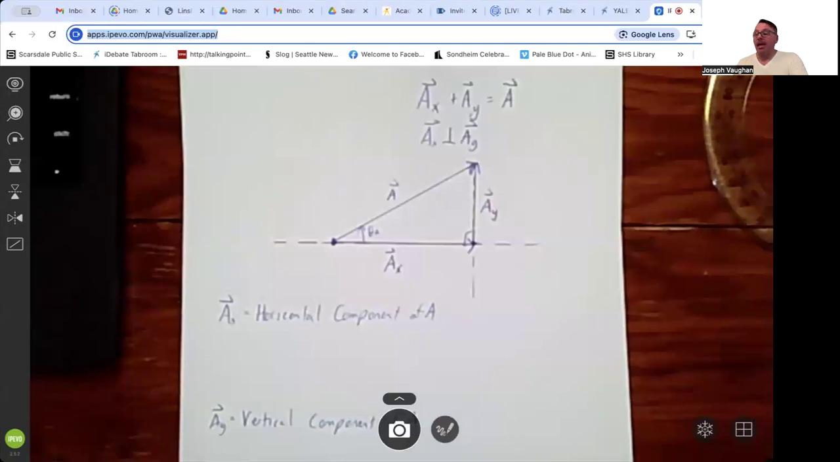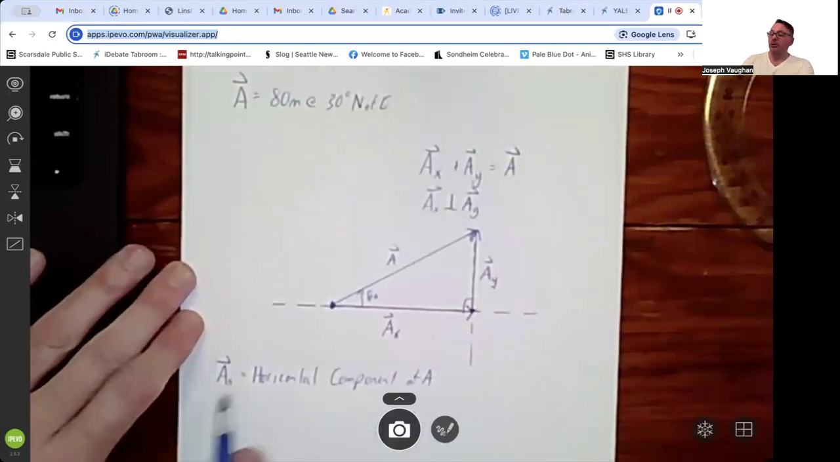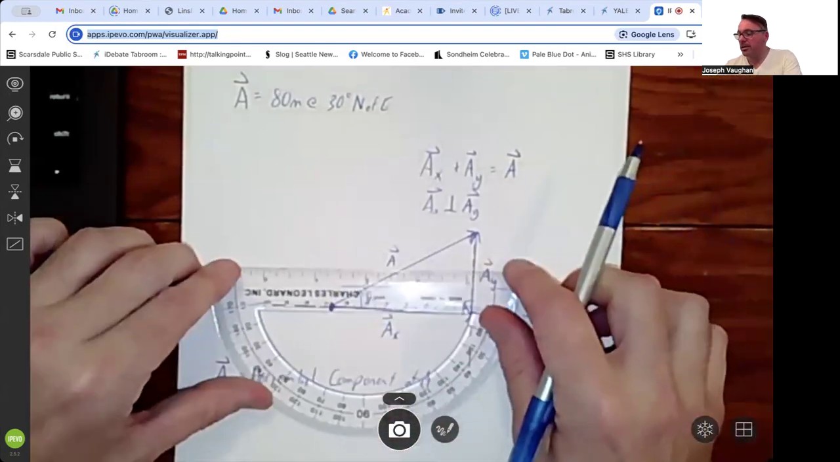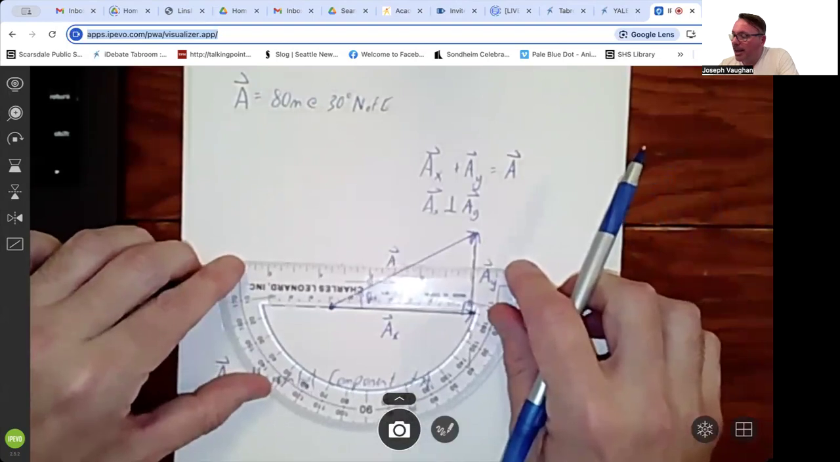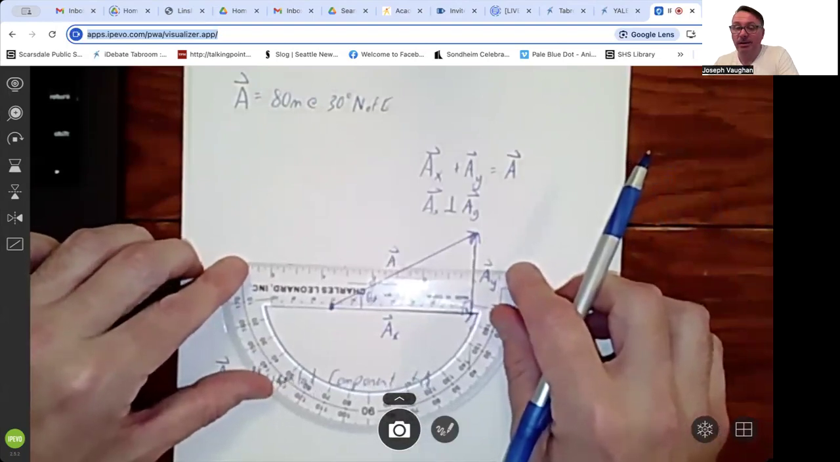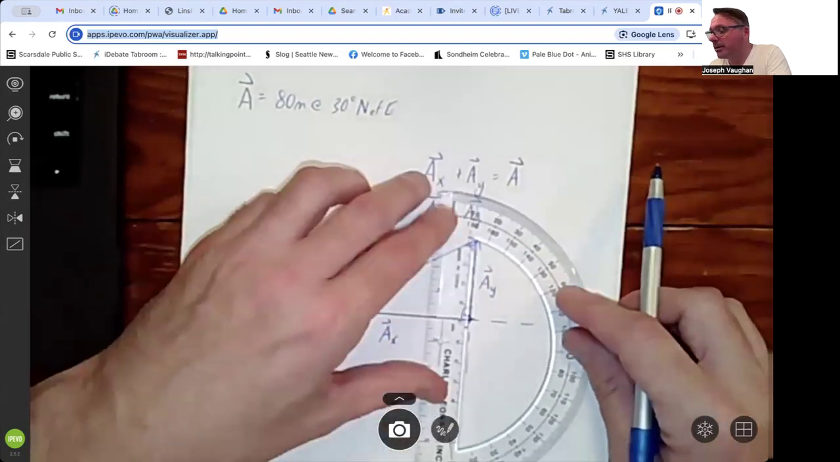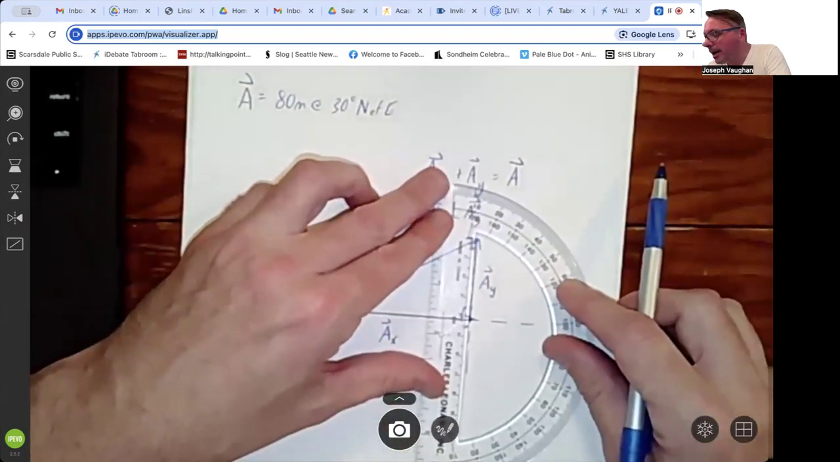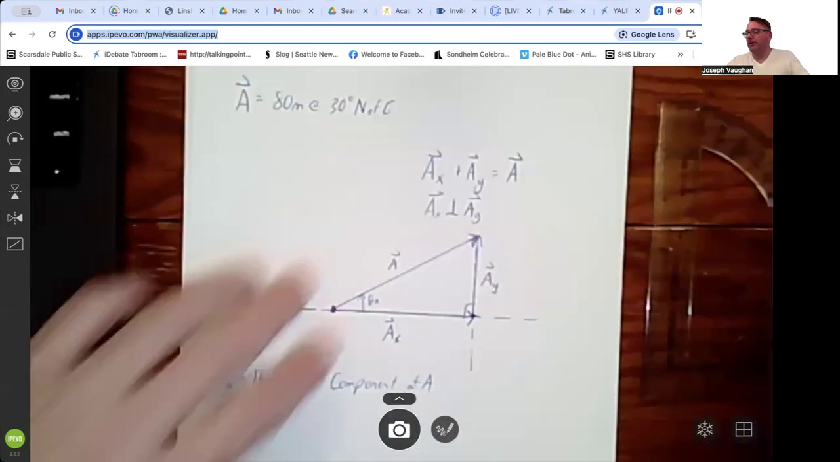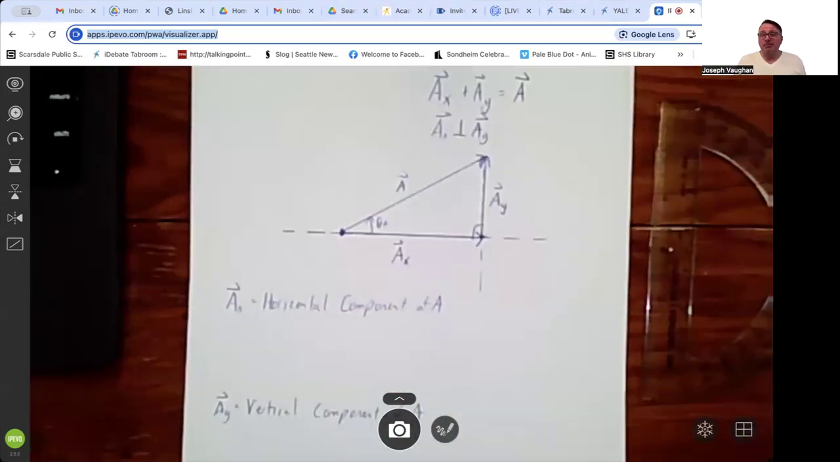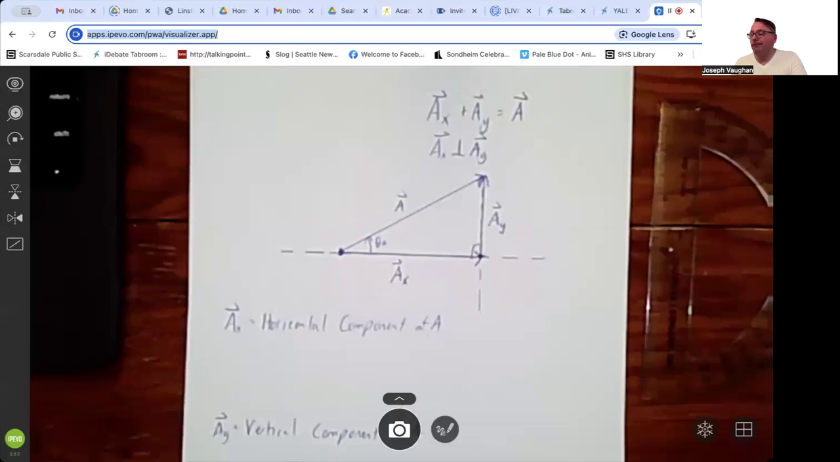So for example, if I wanted to know how much of A was on the horizontal axis, well, I actually did a scale drawing so I could measure it. I'm getting about 7 centimeters here. And for A sub Y, which would be about 70 meters, I'm getting about 42 centimeters, which is 42 meters. But let's do this mathematically now.